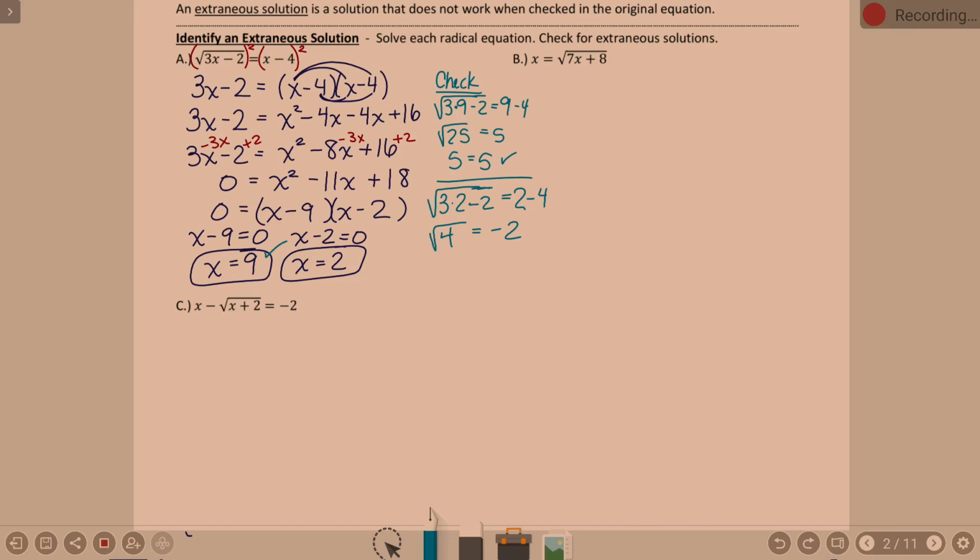So this doesn't work. The check fails, and guess what? Even though 2 appeared to be an answer, it's what we call extraneous. It doesn't work. Okay?